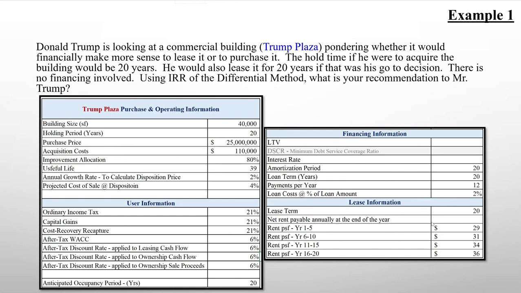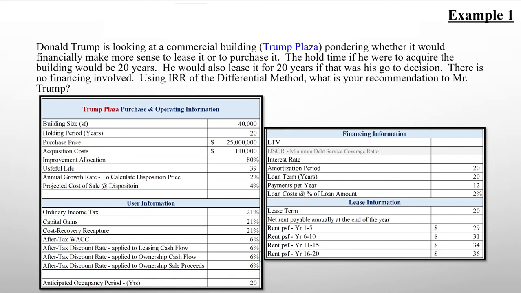And here, notice that there's a rent escalation from year 1 to year 5. The rate is constant. From year 6 to 10, there's a $3 bump, or actually it's a $2 bump, an escalation in rent. From year 11 to 15, there is a $3 bump or escalation in rent. And from years 16 to 20, there's another $2 bump or escalation in rent.